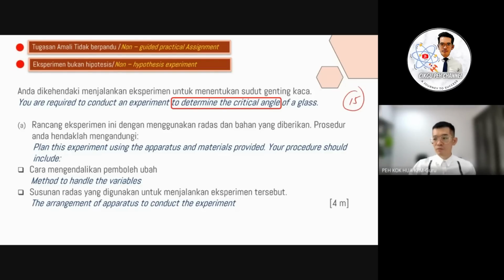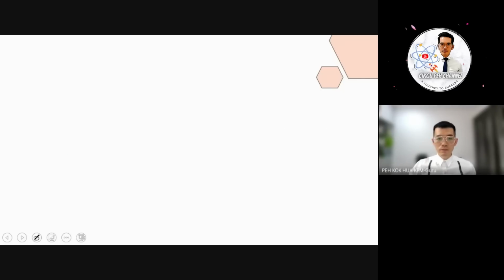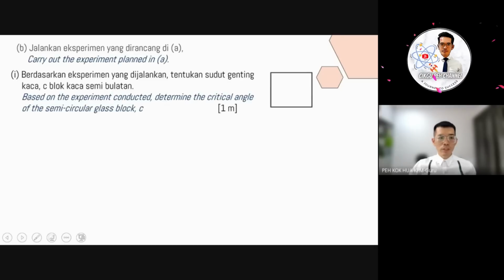So you can have a further reading for your question. Here you can see for B, carry out the experiment planned in A. Based on the experiment conducted, determine the critical angle of the semicircular glass block. That means you have to know how to determine the critical angle of the glass block, which you actually learned in Activity 6.3 in your textbook already.